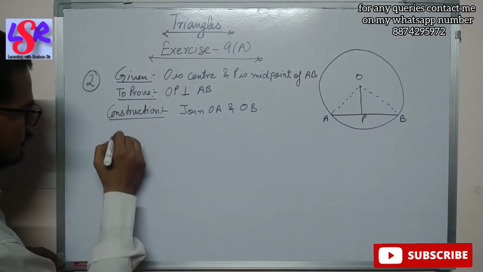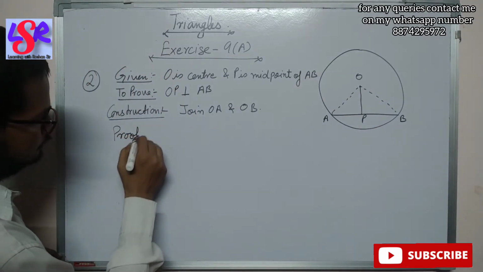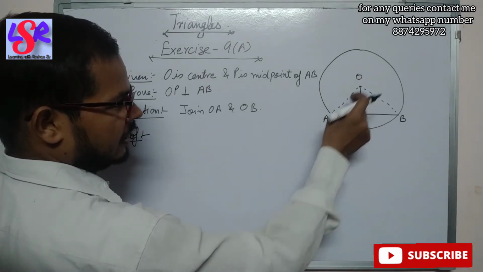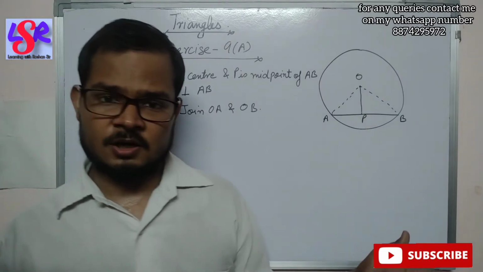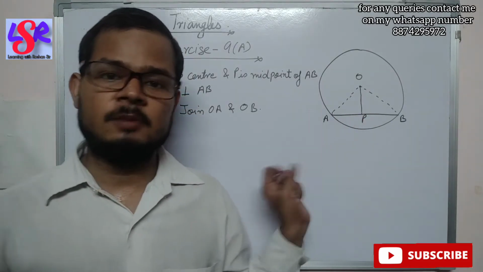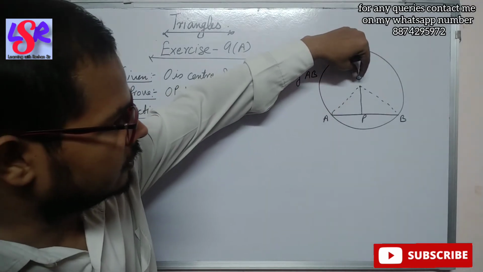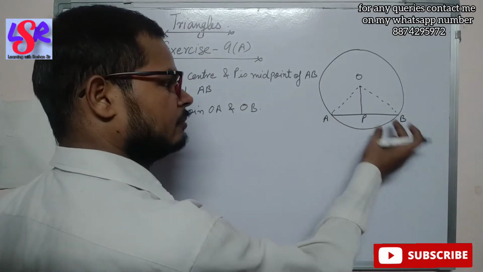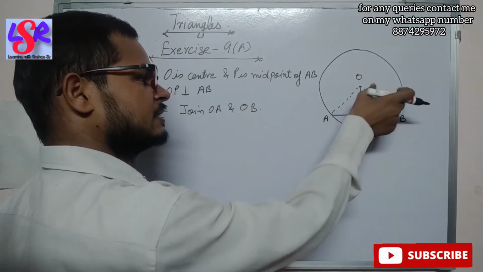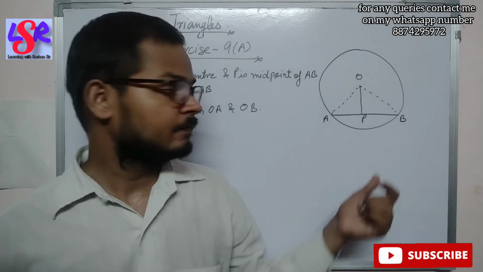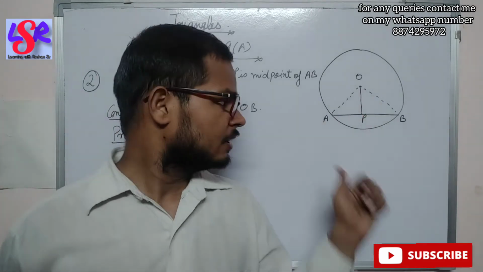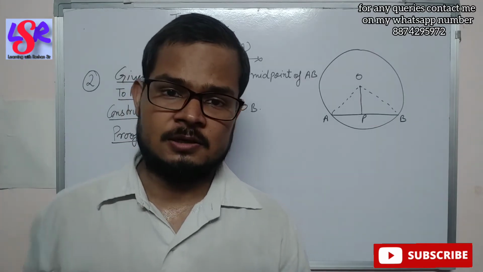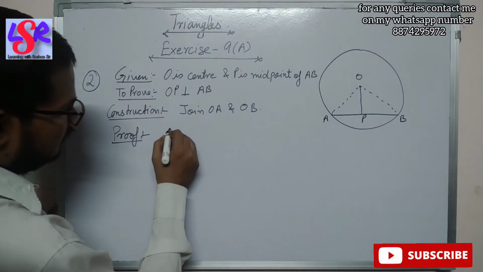For that, the proof. So in triangle OPA and OPB, make one thing very clear that you should have a proper naming of the triangle. Here we are going to start from here only, that is OPA. If this triangle is OPA, then this one will be OPB only, because OA is equal to OB, radius of the circle, OP is equal to OP, that is common, and AP equals BP, because P is midpoint of AB.